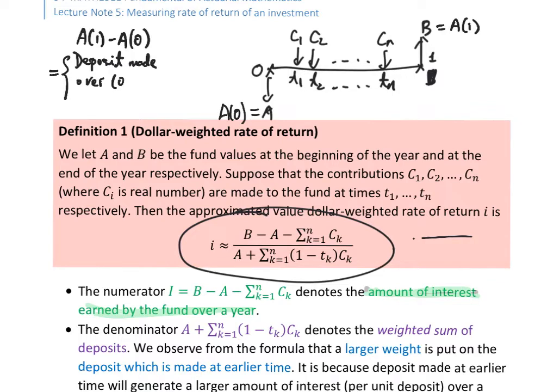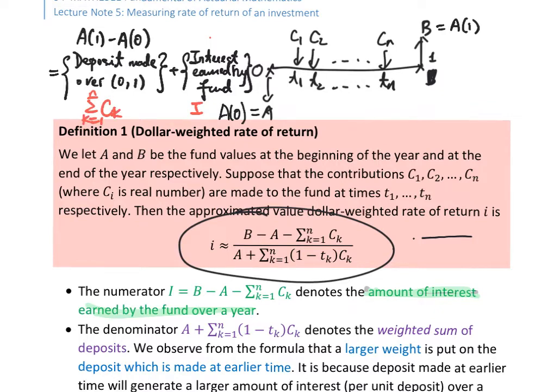over the entire year, and plus what? Plus the interest earned by this investment fund. Now we let the interest earned by the fund be, say, I, and then over this year you make the deposits C1, C2, Cn, so that the total deposit will be what? The summation of this CK.